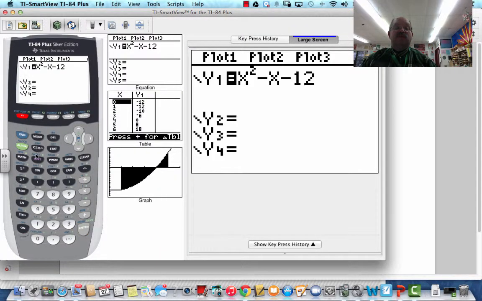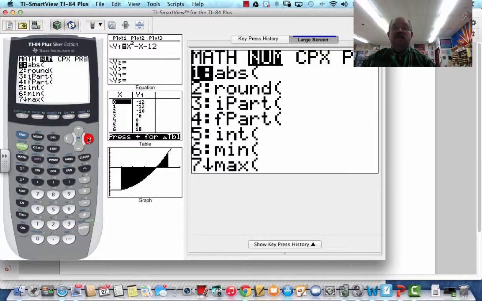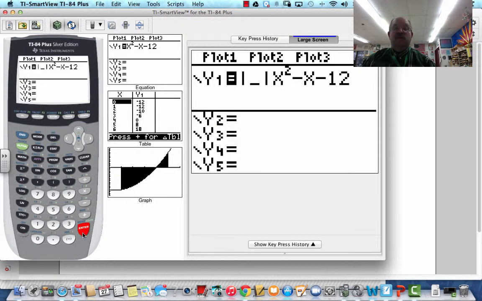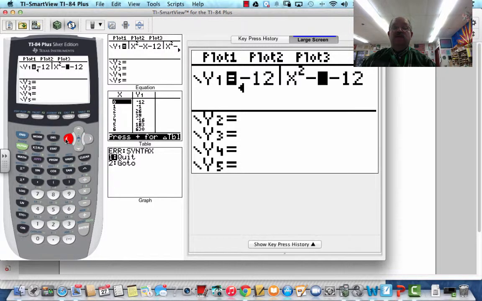So what we've got to do is go into y equals and insert, and here's where we go to math, and we find absolute value right there, number 1. Mine does it differently than what yours would do, so I might have to just type this in real quick: x squared minus x minus 12. Then I would go all the way over to the end here. So quick. And start deleting.